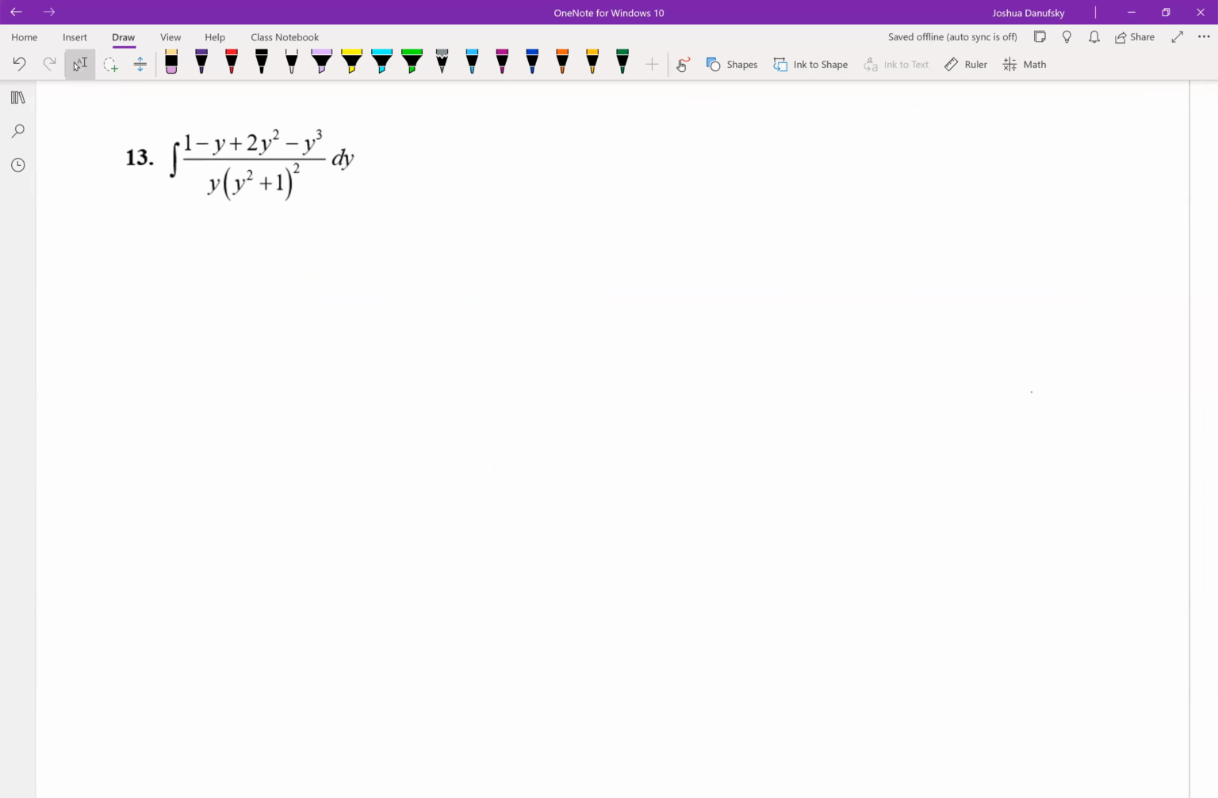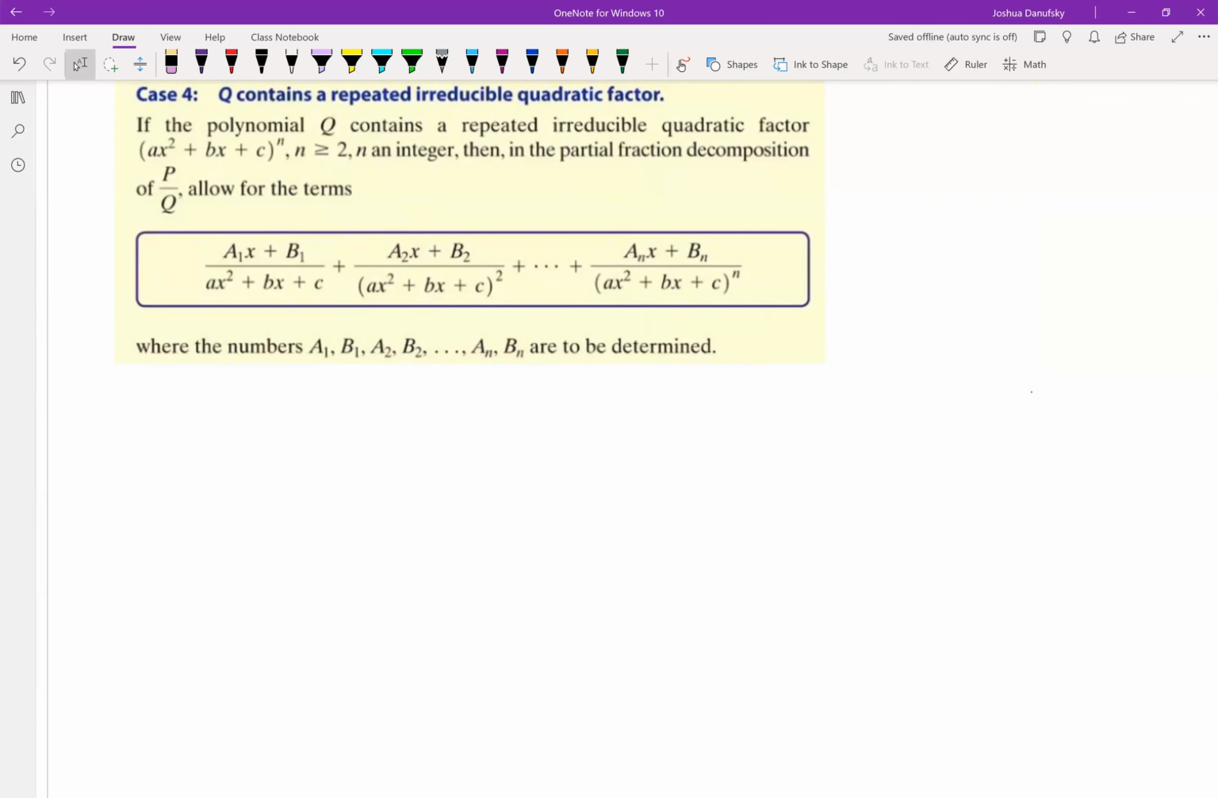Number 13, the integral of 1 minus y plus 2y squared minus y to the third all over y times quantity y squared plus 1 squared dy. Here in the denominator, we have the linear factor y, but then we have the repeated quadratic y squared plus 1 quantity squared. And here we have case 4, where we have repeated irreducible quadratic factors in the denominator. So this here is our irreducible quadratic, and then it's being raised to the second power, like this.